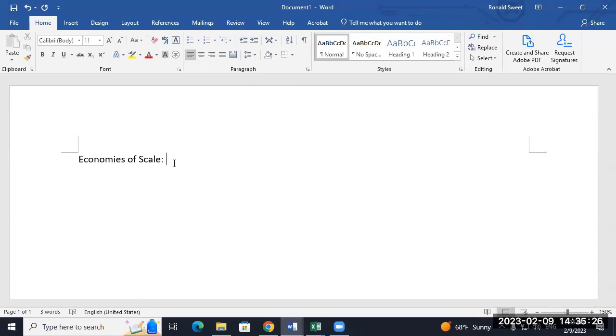So economies of scale: if revenues grow 5%, earnings should grow more than 5% or less than 5%. Your revenues are up 5%. What do you think earnings would be? Up 5%, up 10%, up 3%. What would you get? If you have economies of scale, what would you think?